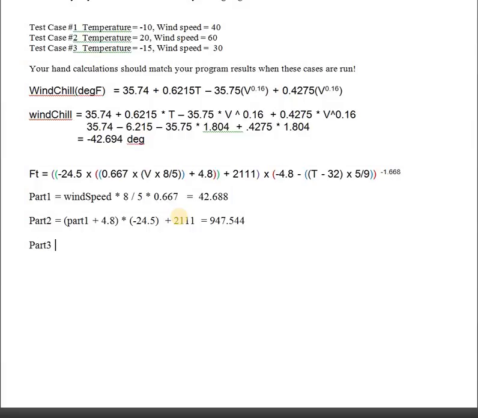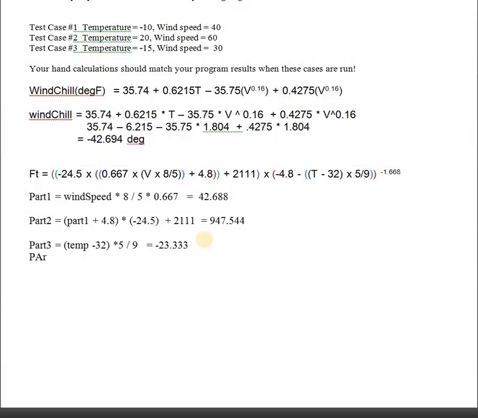Part 3 is going to be the temperature minus 32, and I'm going to put parentheses around that, times 5/9, so times 5 divided by 9, and that's going to be equal to minus 23.333. So you see, I haven't completely done this term. I've done the part in blue.